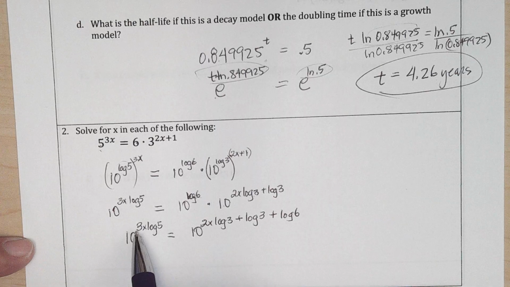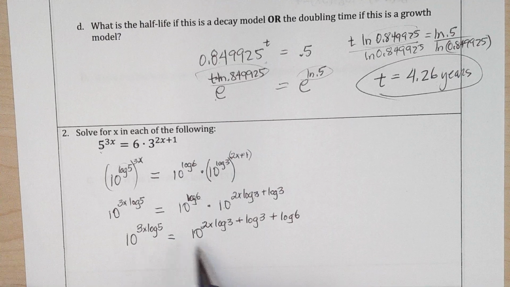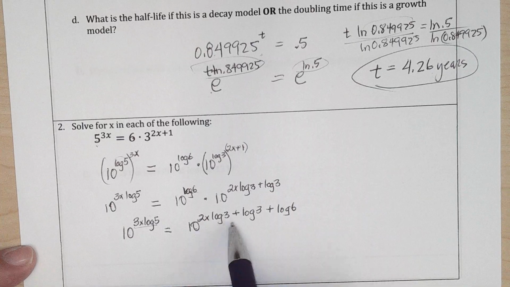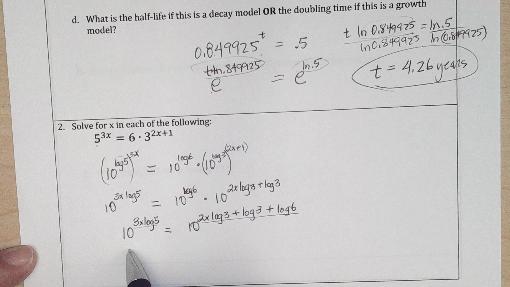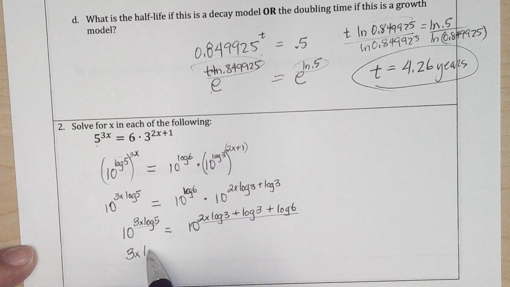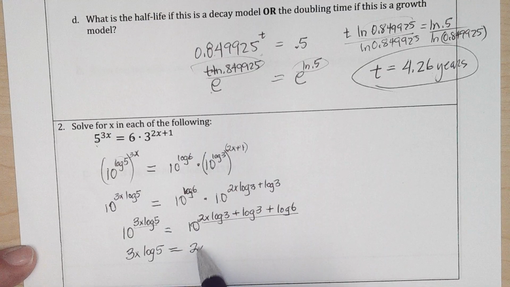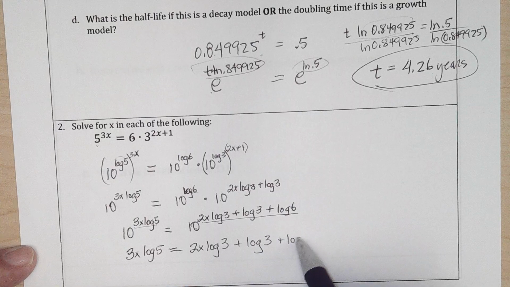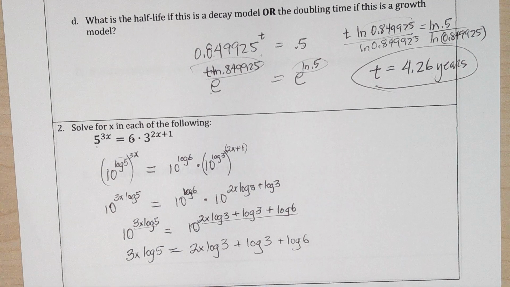So 3 times x times log 5. This is all multiplication, so it can be done in any order. Well, first of all, since there's a single base on both of them, this must equal all of this. So 3x times the log of 5 must equal 2x times the log of 3 plus the log of 3 plus the log of 6. And this, I claim, is an Algebra 1 problem.